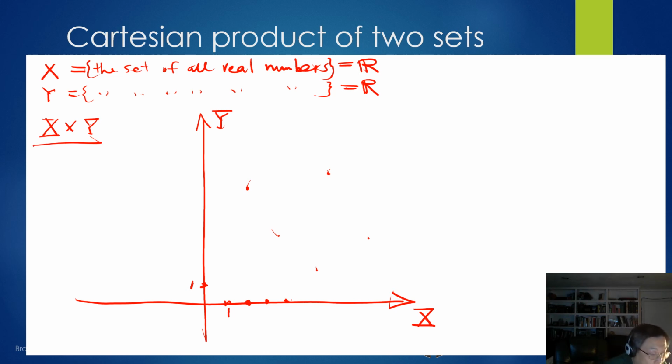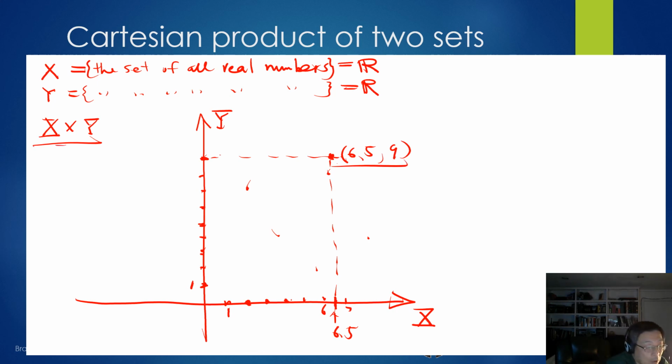For example, if I have a particular value, say this is 1, 2, 3, 4, 5, 6, and then 7, so this is actually 6.5. And then I can pick another value 1, 2, 3, 4, 5, 6, 7, 8, 9. So if I pick the values 6.5 and 9, that's an element in the Cartesian product of x and y, right? So I use an ordered pair to represent a point in the Cartesian product.